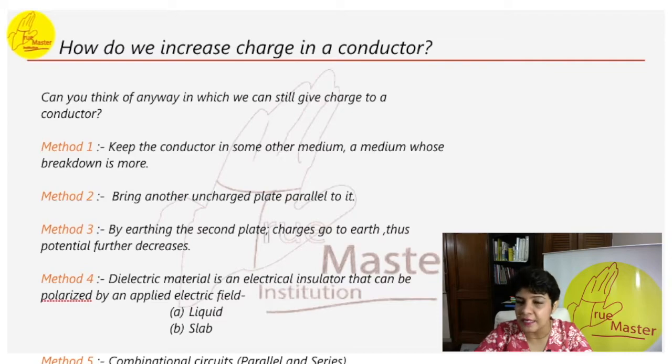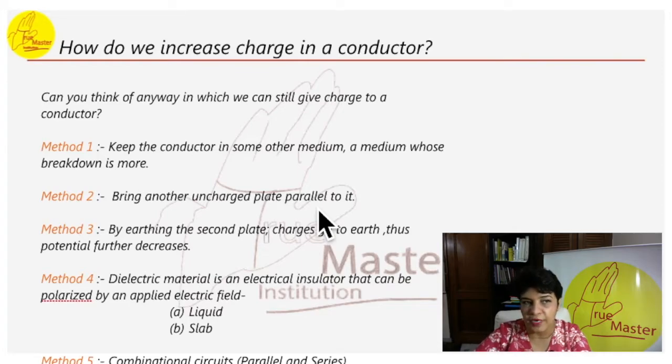So the first method is to change the medium so that the ionization point is delayed. The second is that with one conductor plate, we place another conductor plate. The third method is that the second plate we have connected, we earth it by connecting it with a wire down to the earth. So again, more charge can flow from the first to the second.